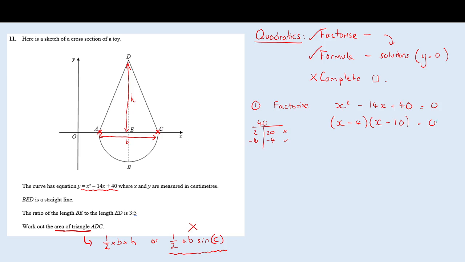Now remember that this is equal to 0, so if the brackets are going to be equal to 0, if x take away 4 is equal to 0, that means that x is equal to 4. And if x take away 10 is equal to 0, that means that x equals 10. So I know that this is at 4 and this is at 10.